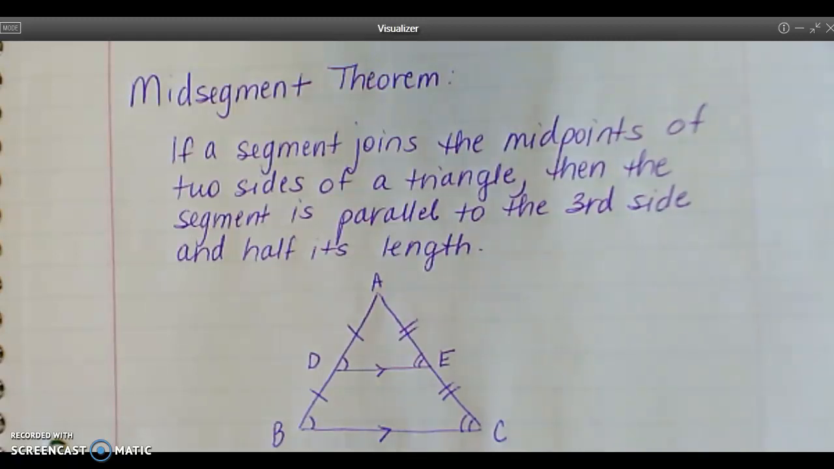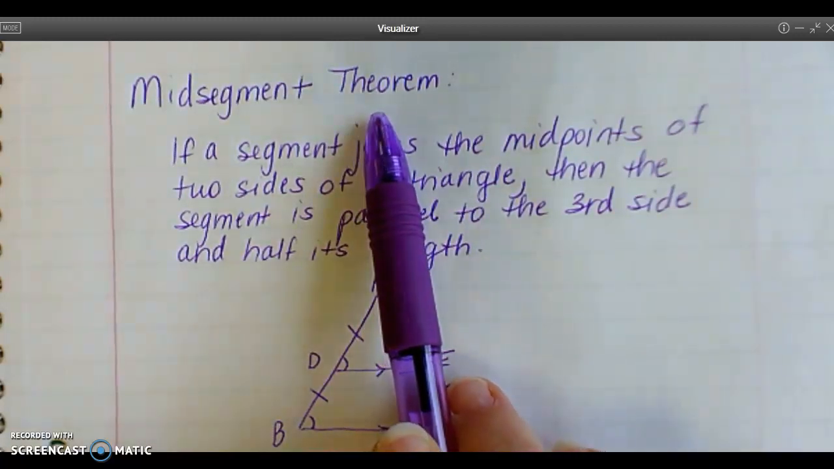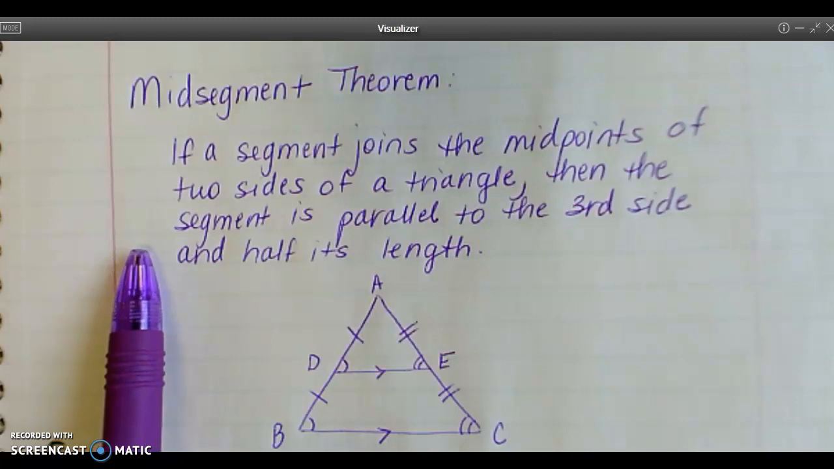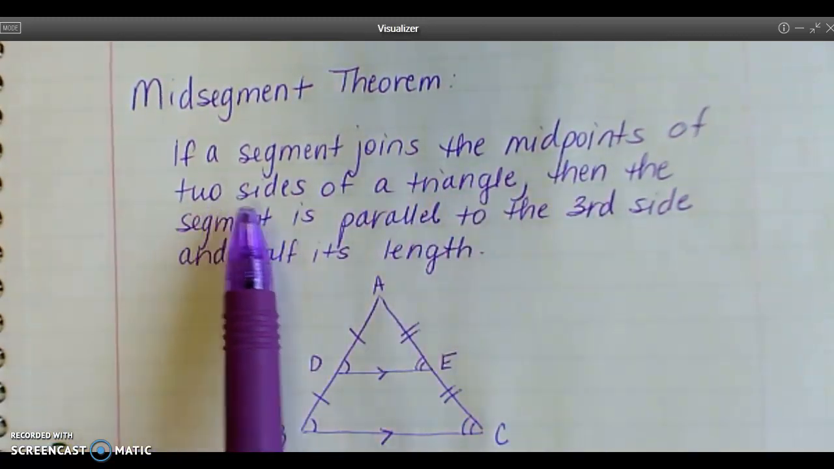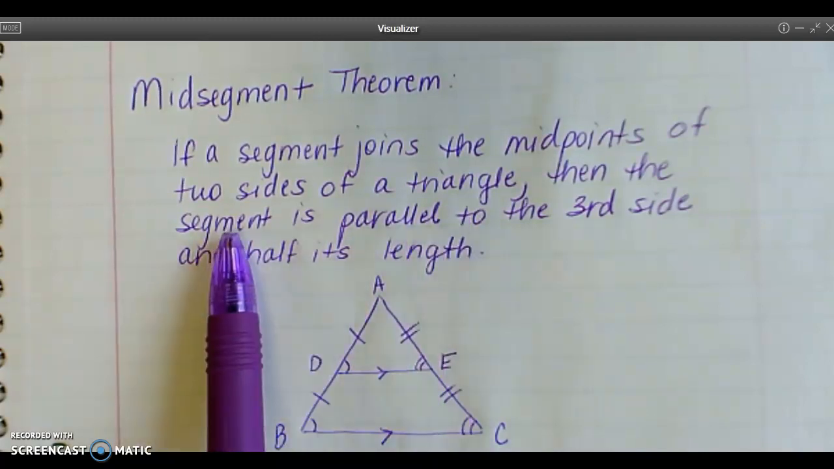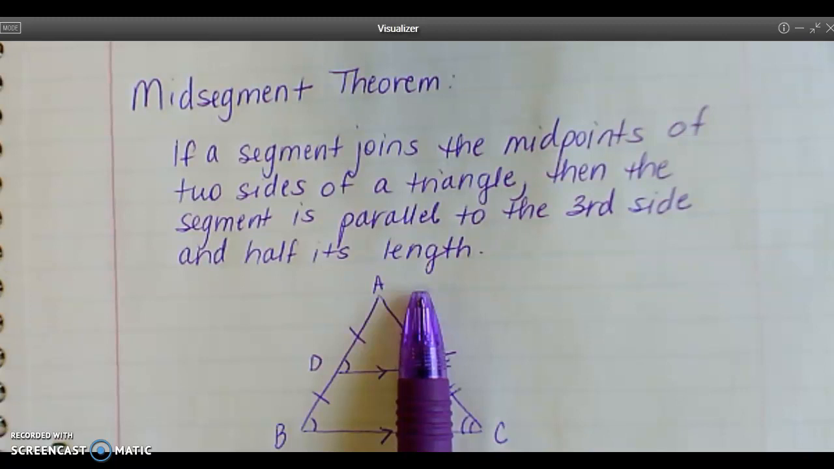We're going to be talking about mid-segments. First I just want to tell you what the theorem is. A theorem is just a rule or something that has proven to be true. And here's what it says. It says, if a segment joins the midpoints of two sides of a triangle, then the segment is parallel to the third side and half its length.